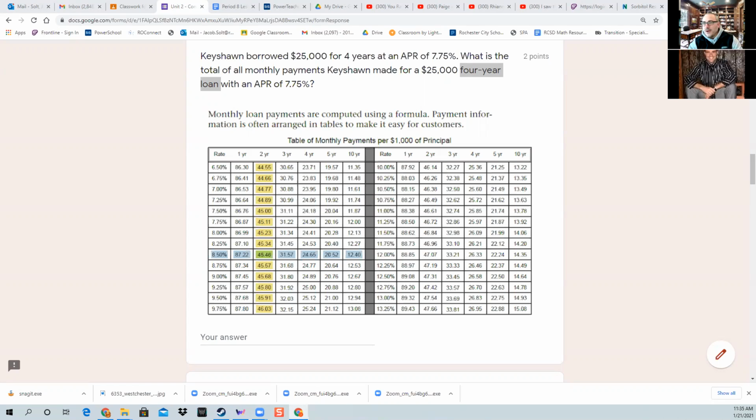So that's kind of what I would put in there, something like $607.50 times 12 times 4. I'd run that on my calculator. That should be the total that Keyshawn would pay. And then, of course, what kind of answer are you expecting? You're expecting an answer which is slightly more than $25,000. If it's less than $25,000, something went wrong because he has to pay back the $25,000.